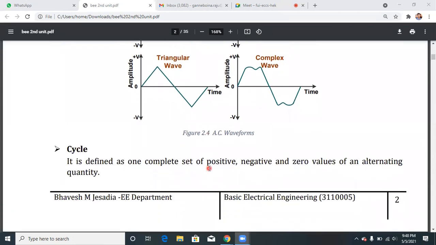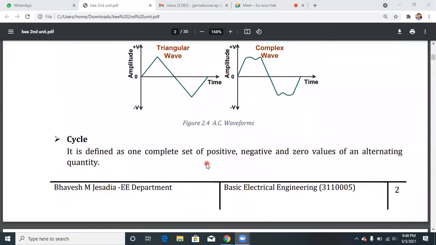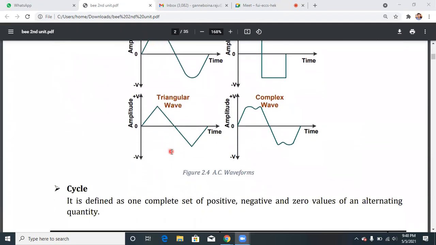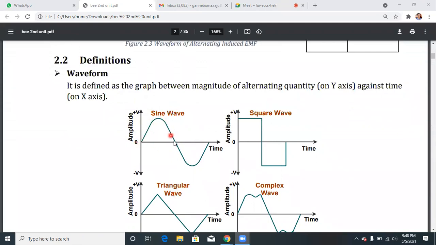Okay, then what is meant by cycle? The waveform topic is over, so let's come to what is meant by cycle. It is defined as one complete set of positive, negative, and zero values of an alternating quantity. This is called one cycle, from 0 to here: 0, positive, 0, negative, and 0.